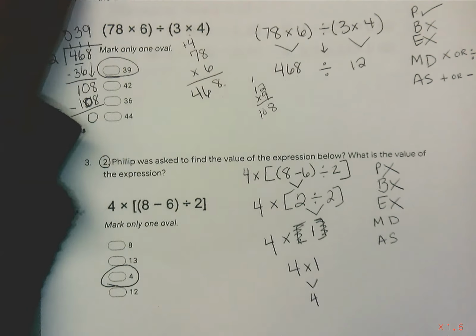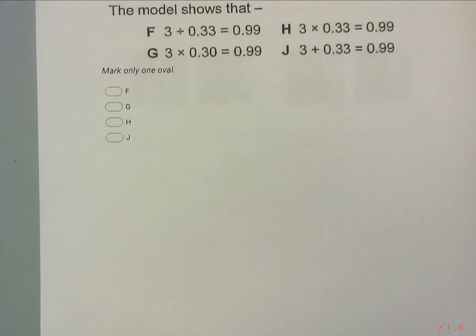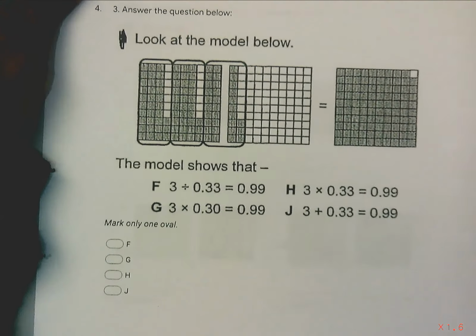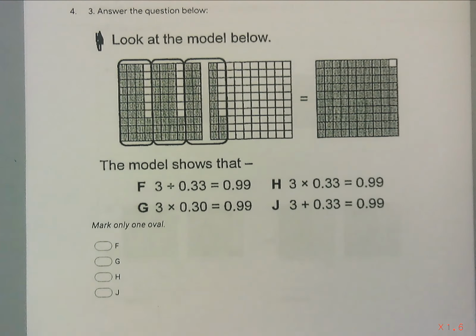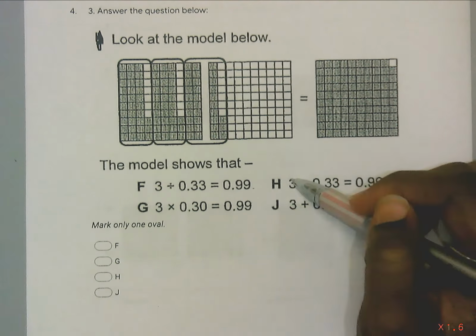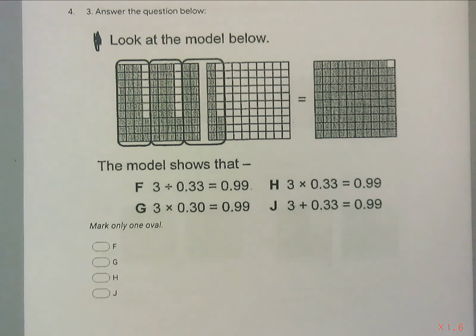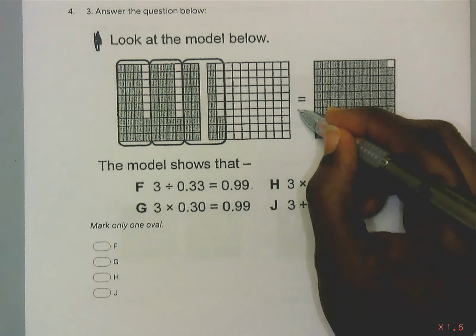All right, let's go to our next problem. It says, look at the model below. The model shows that. So I have to figure out which one of these answer choices matches this model. All right, so yesterday I remember telling you, if you see circles, that means that you are dividing. And that's most likely true. But look at this problem. I have circles, but look, I have this equal sign.